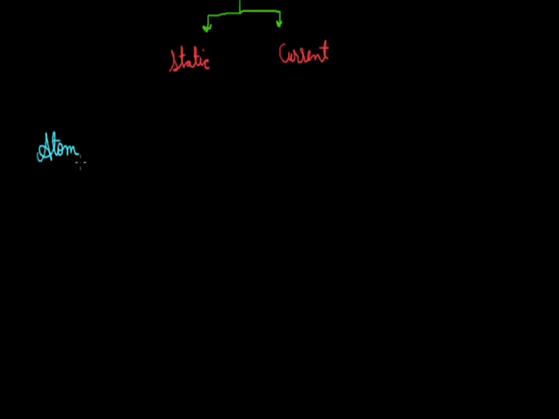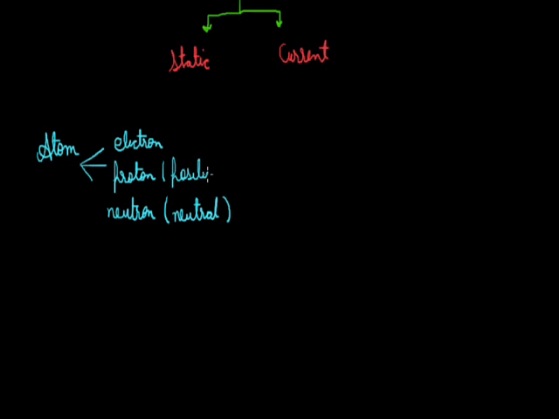In an atom, we have basically three fundamental particles, that is electron, proton and neutron. Neutron is neutral, means it is a particle having no charge, while proton is a positively charged particle, while electron is a negatively charged particle. And the atom as a whole is neutral.